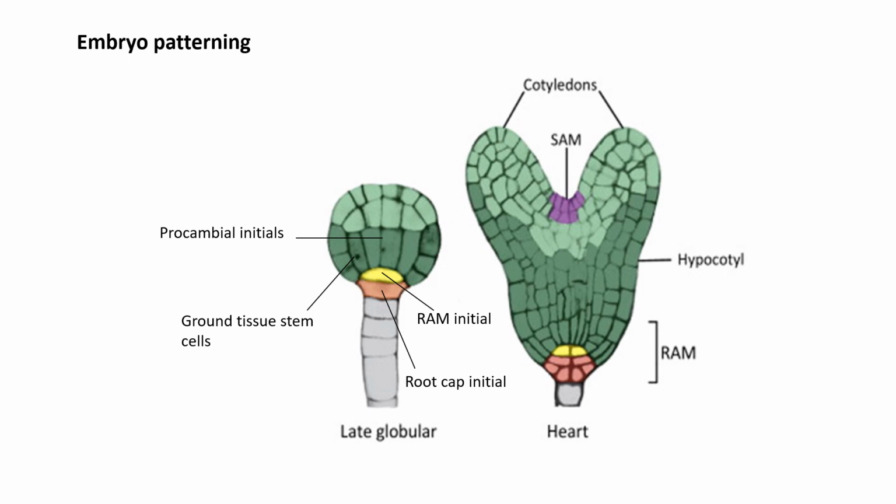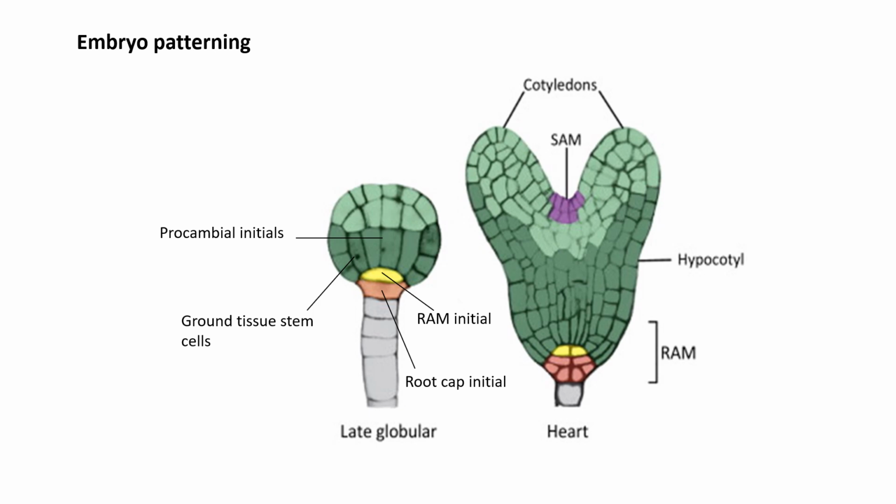In the middle of the globular embryo are four procambial initials which will give rise to the vascular tissues of the plant. The hypophysis undergoes a horizontal division to form two cells which will give rise to the root apical meristem and the root cap in the later stages.